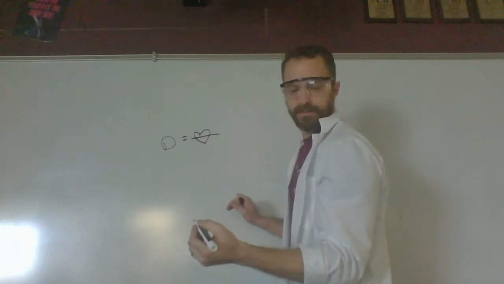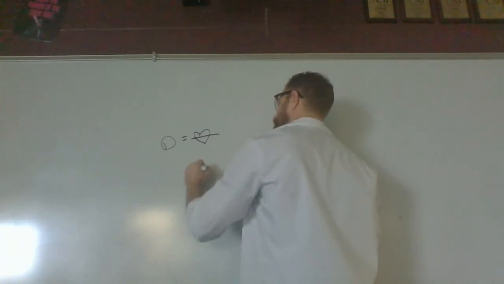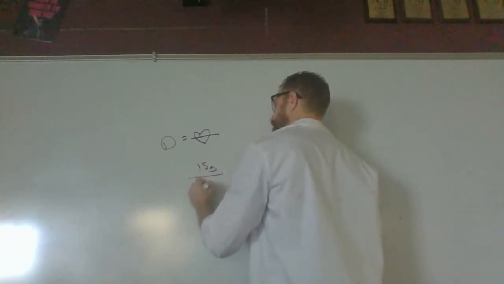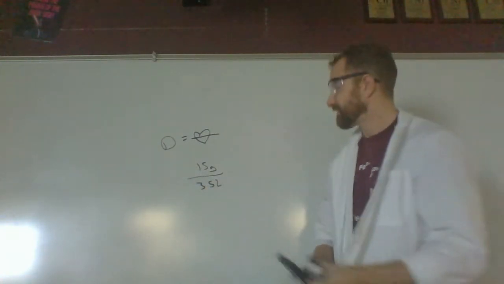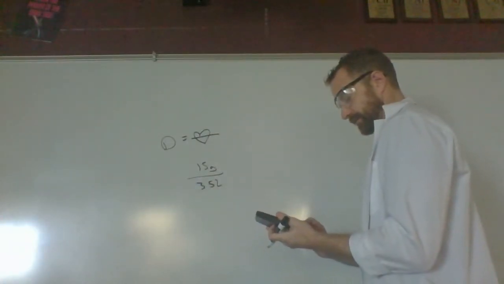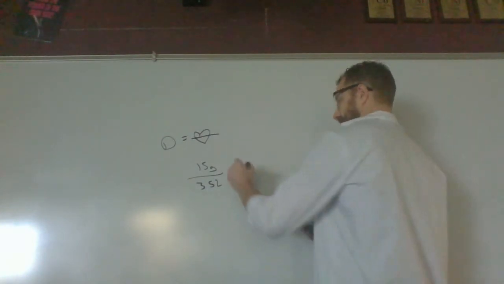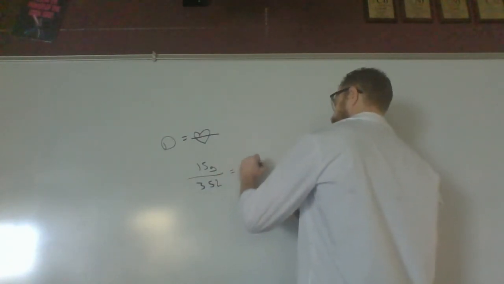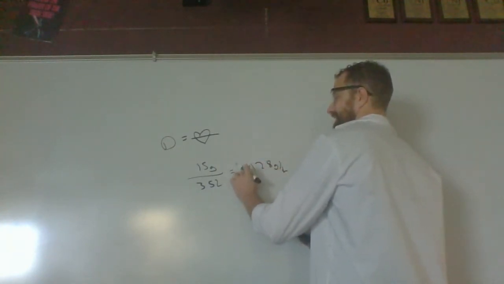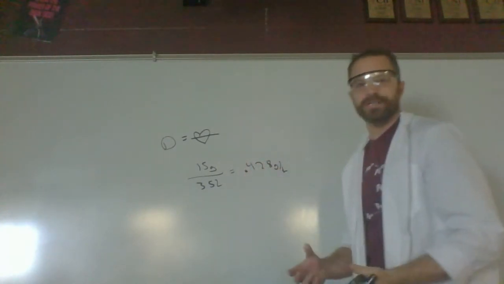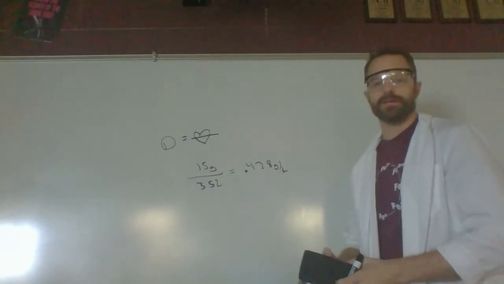So all I have to do is take the mass, which is 15 grams, divided by the volume, which is 35 liters, and we do 15 divided by 35, which I don't feel like doing in my head, and that is 0.428 grams per liter, right? So the densities of gases are not very much. You can imagine the mass of a gas is not going to be a whole lot.